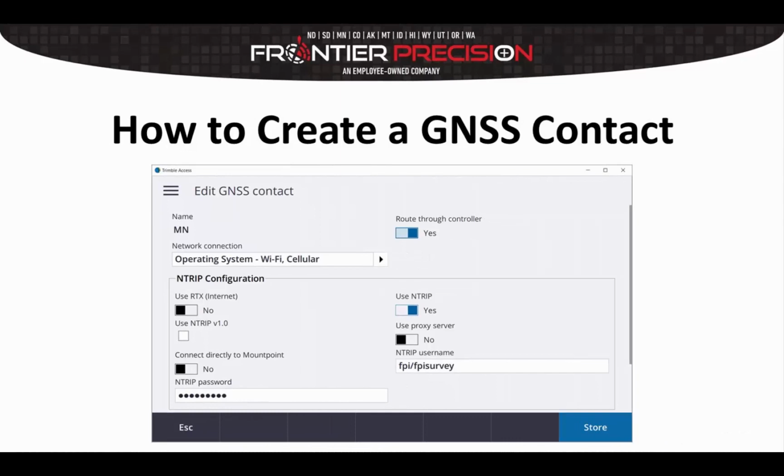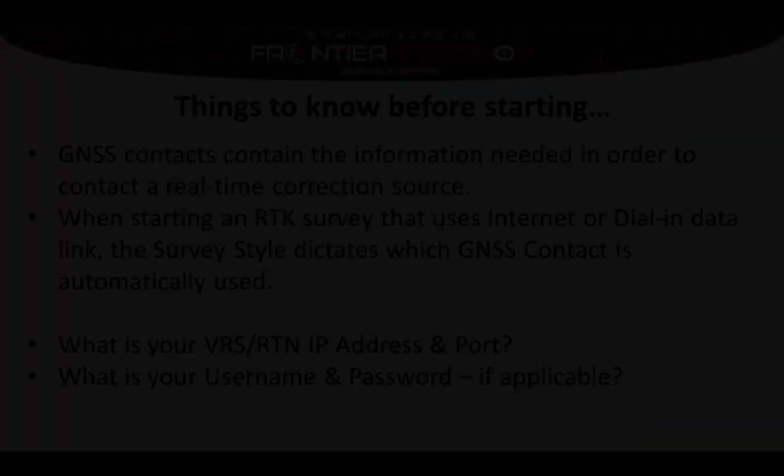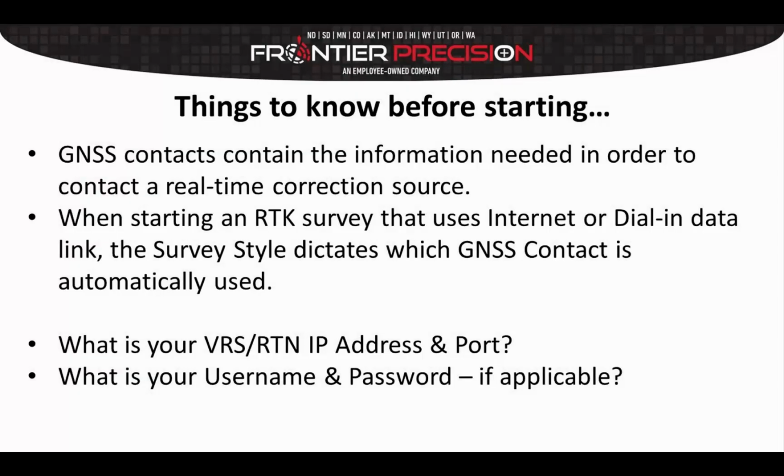In today's session, we're going to be talking about how to create a GNSS contact in Trimble Access. There are a few bits of information to know before getting started with your GNSS contact. First of all, a GNSS contact contains the information needed in order to contact a real-time correction source.